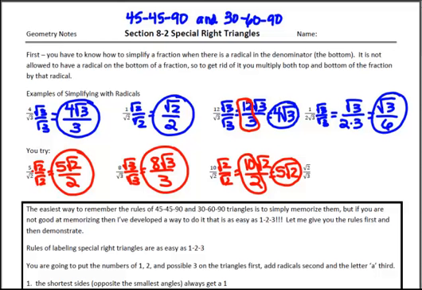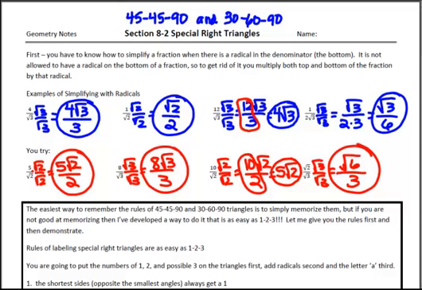Final answer. This one, I multiply top and bottom by the square root of 3. On top, square root of 2 times the square root of 3 is the square root of 6. I can multiply numbers in the radical. Square root of 3 times the square root of 3 is 3. Cannot be simplified. That's my final answer.